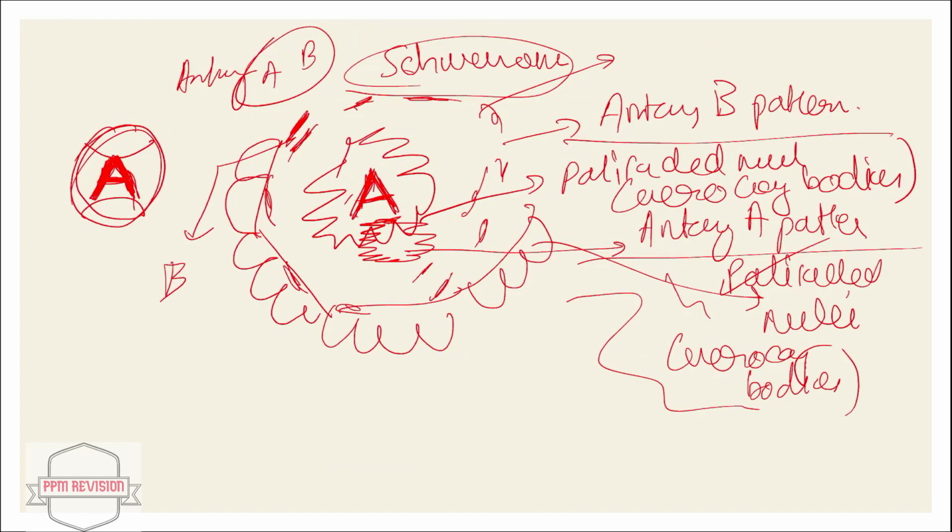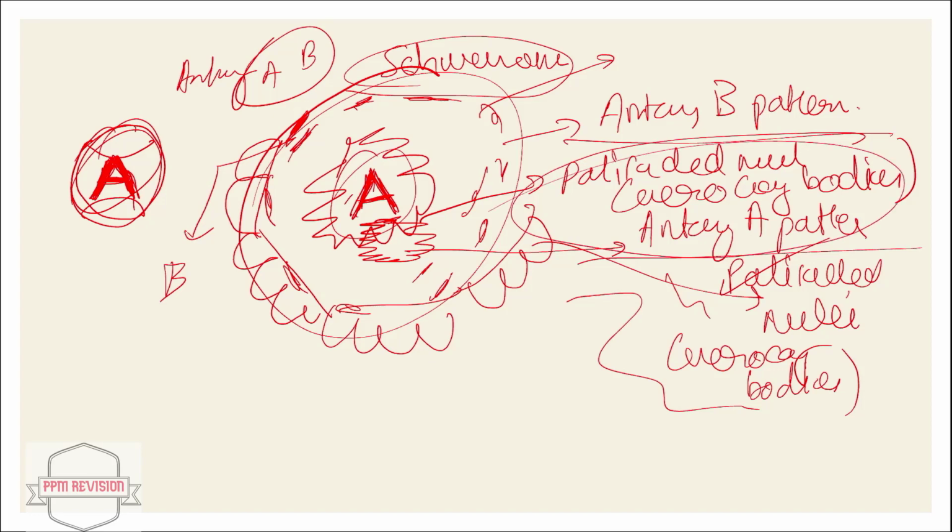Good enough. Now moving ahead, schwannoma. I told you there's a super A that I drew. So Antoni A particle is inside, Antoni B particle is outside, and these palisaded nuclei, Verocay bodies are present.